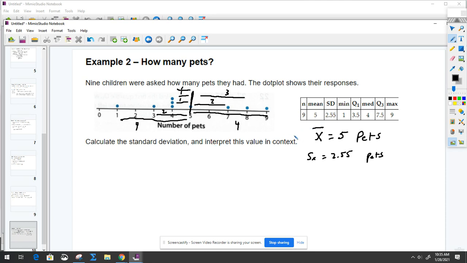Now, here's what is important: how we interpret it. So how do we interpret it? What am I looking for? You're going to use the sentence, the number of pets typically varies. So we will use this phrase right here, typically varies. And then we put in the standard deviation, which would be 2.55. You can write the word pets there, like if this was in inches or centimeters, then we would put the label there. But I already did. The number of pets typically varies by 2.55 from the mean of 5.